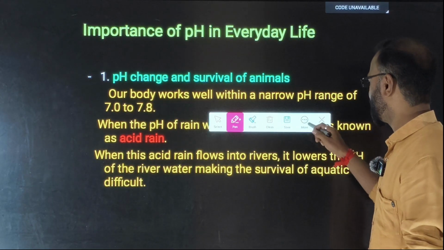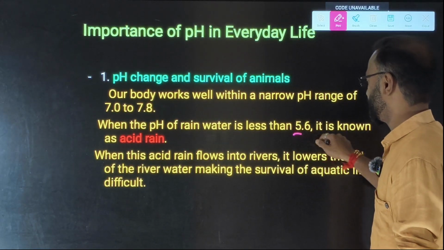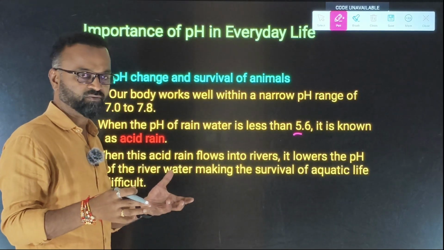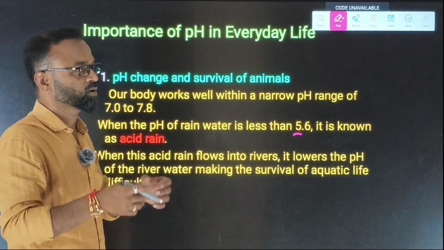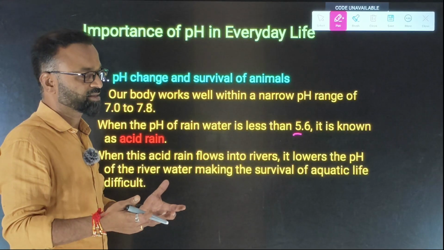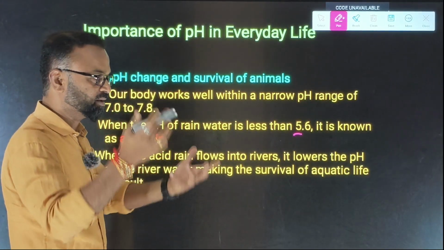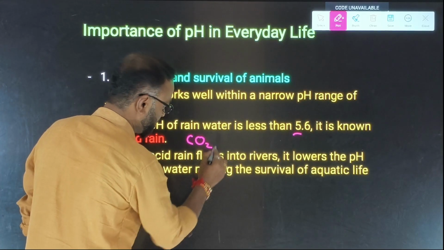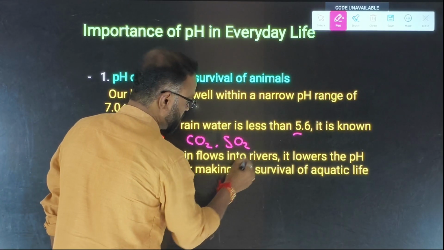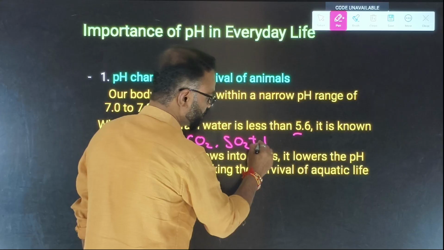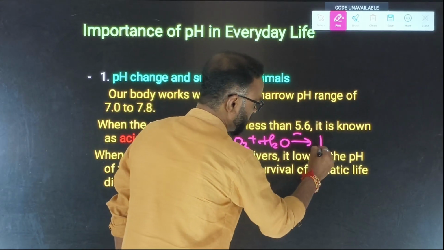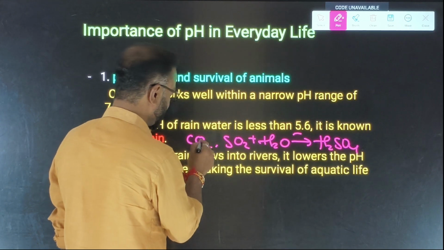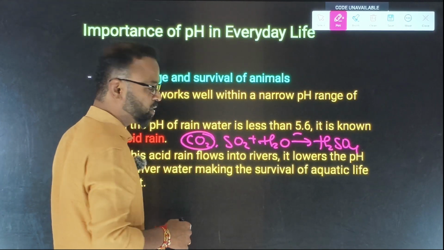You know very well what acid rain is, don't explain again. What is acid rain? See, because of the exhaust of automobiles, engines, and also factory gases and all, so much pollution happens in the atmosphere. Which gases will be there? Carbon dioxide, sulfur dioxide and all. If the sulfur dioxide mixes with the rainwater, then it will form what? H2SO4, sulfuric acid. Similarly, carbon dioxide, when it mixes with the water, it will form what?